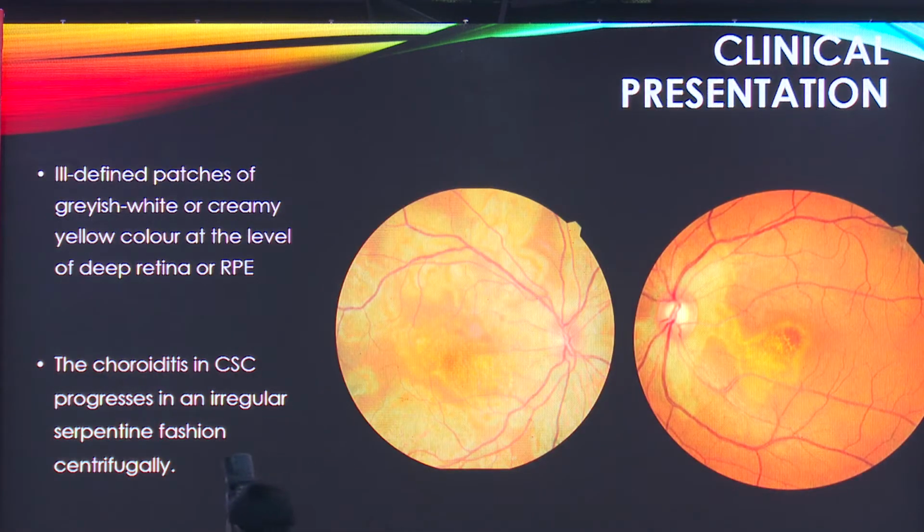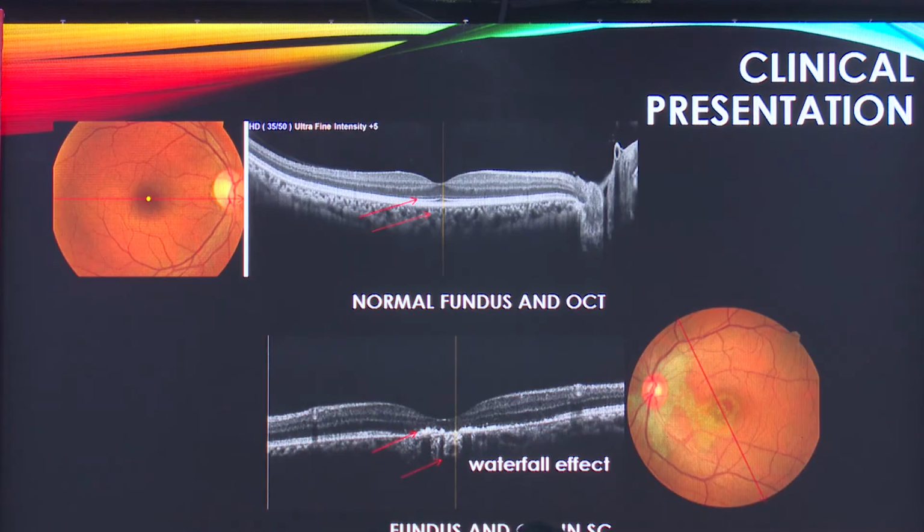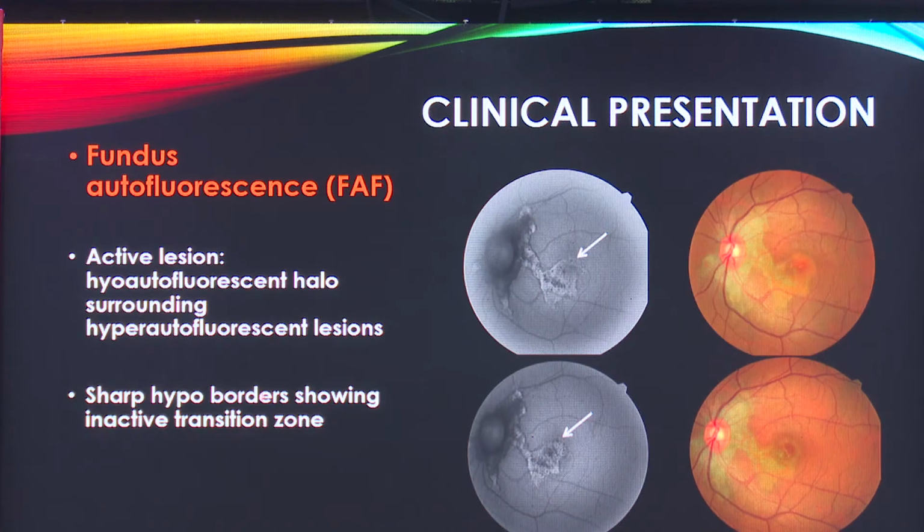Anterior segment may or may not show severe reaction, and fundus shows ill-defined grayish or creamy yellow-colored patches lying at the level of deep retina or RPE, which progress in serpentine fashion to coalesce. Other features best confirmed on OCT are edematous retina, atrophy or loss of overlying retinal pigment epithelium, and adhesion of outer retina with underlying inflamed choroid. The inflamed choroid shows hyperreflectivity on OCT, which is seen as the waterfall effect. Serous retinal detachments can also be seen in severe active cases.